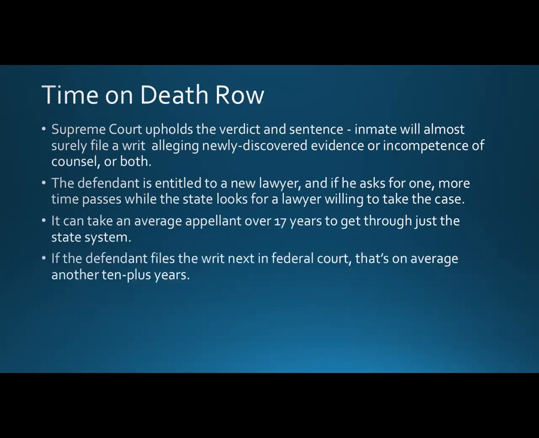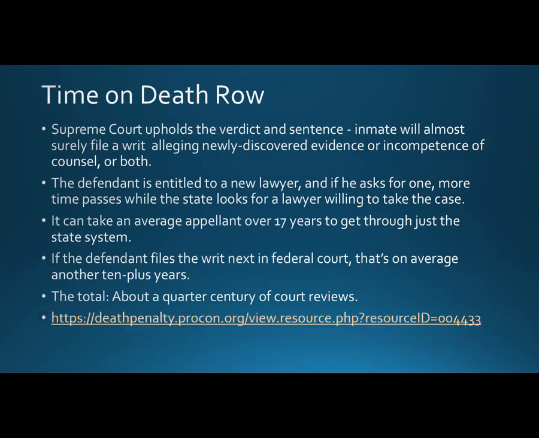And then guess what? You file a writ and you go through the federal system, which could take up to 10 years. So about a quarter of a century of court reviews. And in the meantime, the person sits on death row. And guess who's paying for all this? The taxpayer. We are paying tons and tons of money for all these appeals.